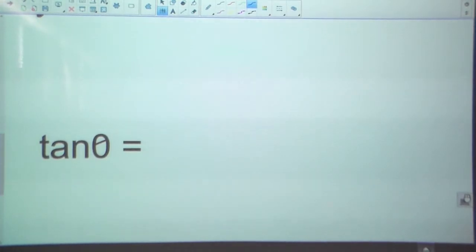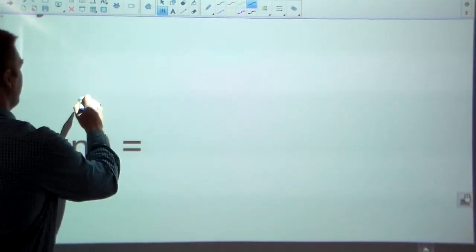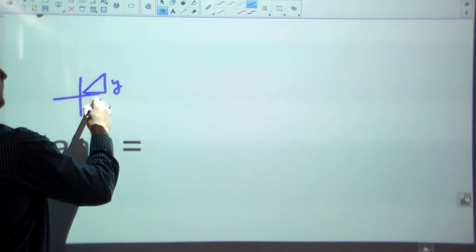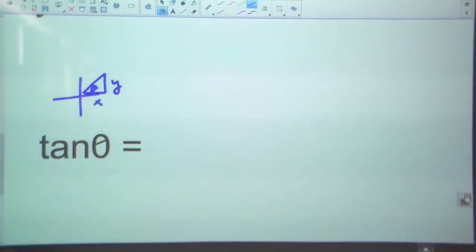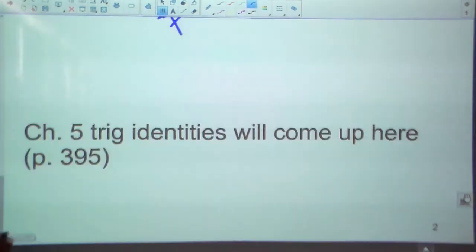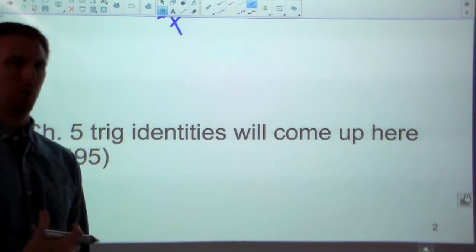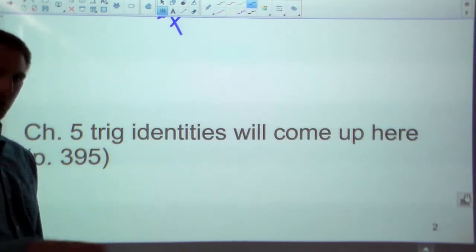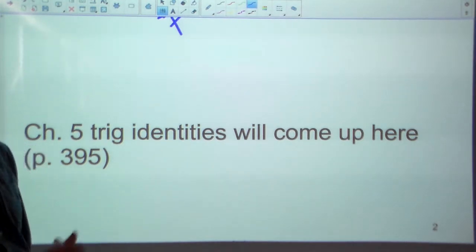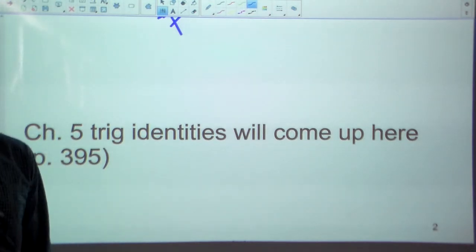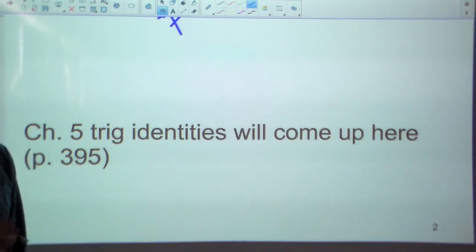And the tangent of theta, if we think about any kind of triangle that happens on the unit circle with the xy distance, tangent of theta is going to be y over x. Something that's going to be really important as you go through this homework: those identities that you did throughout chapter 5 are going to come up quite a bit throughout this lesson. So just be aware of that. I gave you a page number for you to go back and reference some of those things. You may have to brush up on a few of those identities as you go.